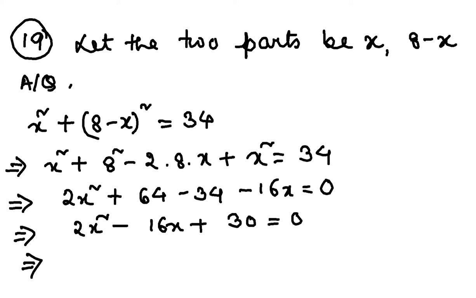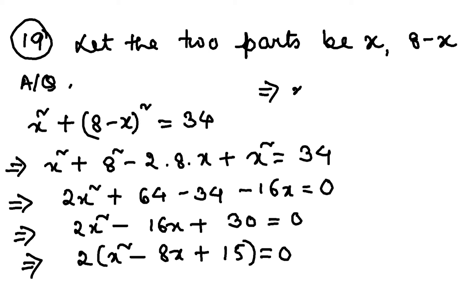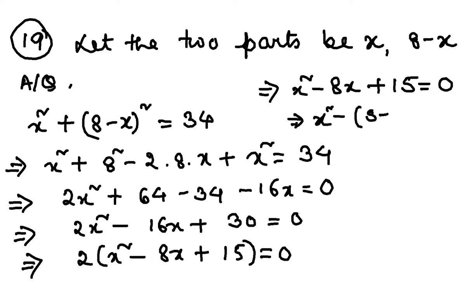2 is common in all the terms, so I can take 2 common. So x square minus 8x plus 15 equal to 0. This 2 will go to the other side, 0 by 2 is 0. So ultimately you will have x square minus 8x plus 15 equal to 0. Now if I middle term factorize, their sum should be 8. So 5 plus 3 is 8, 5 into 3 is 15.